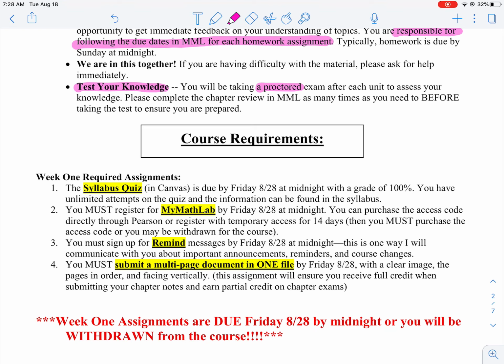But just know that all of your chapter exams will be proctored, so make sure that you are aware of that and you have all the technology that you need in order to do that. There is a chapter review in Mymathlab that looks very similar to the exam. I highly suggest you do that. You have to do that before taking the exam in order to make sure that you're prepared.